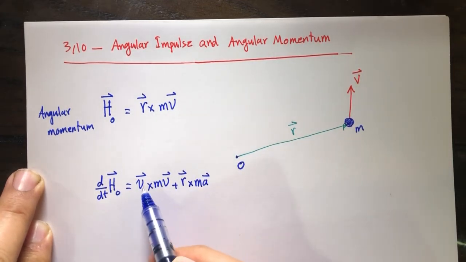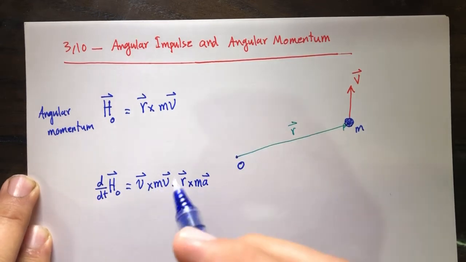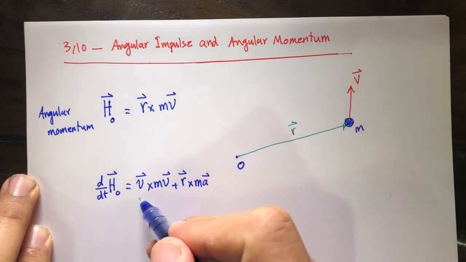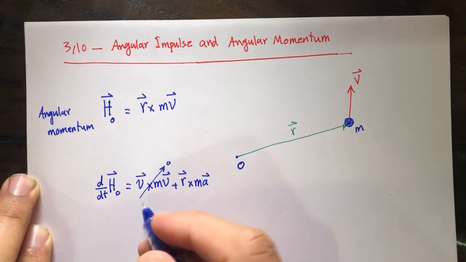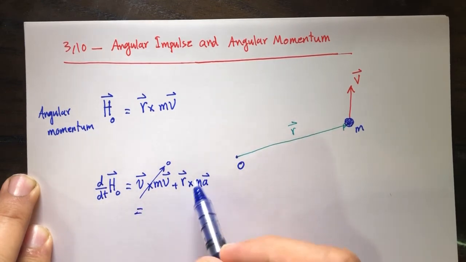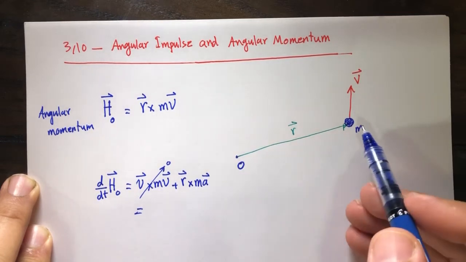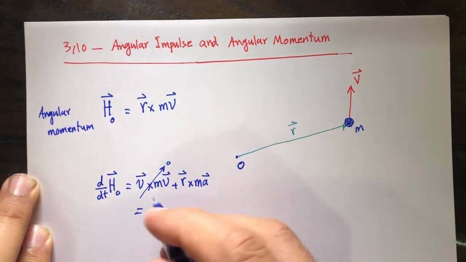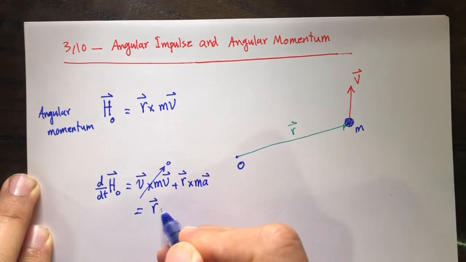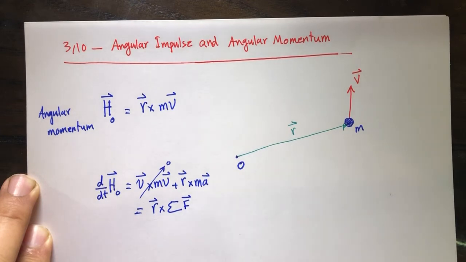The first part is v cross mv. Both of these vectors are parallel, right? So these two vectors are parallel, so the cross product of them is going to be equal to 0. The other part, I can replace mass times acceleration with sum of the forces. Based on Newton's equation, sum of the forces that we have on this particle is going to be equal to mass times acceleration of the particle. So it's going to be r cross sum of the forces that we have on the particle.